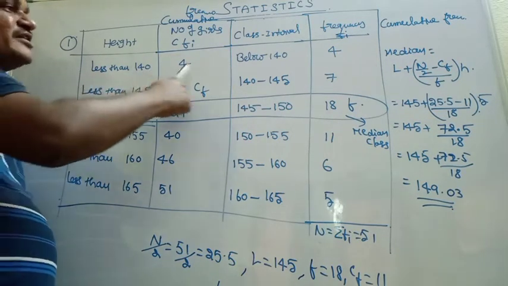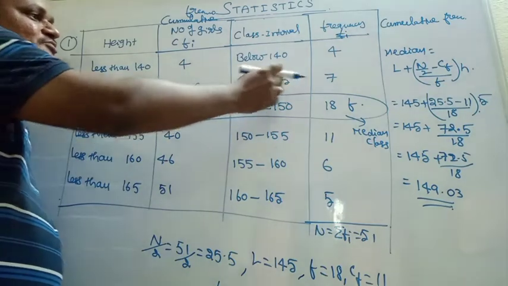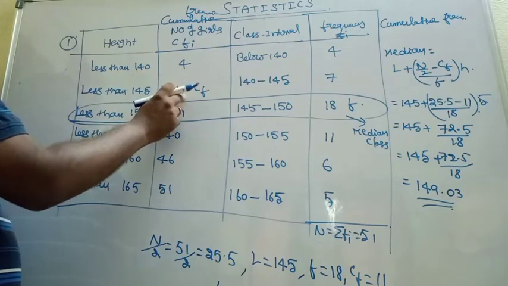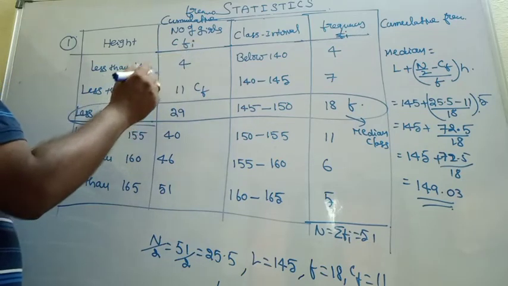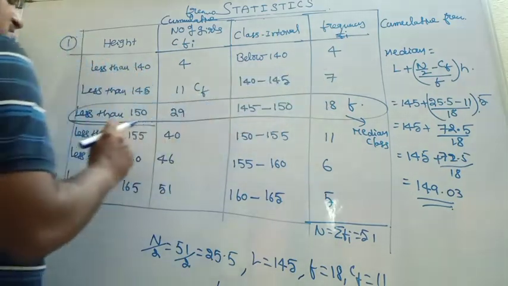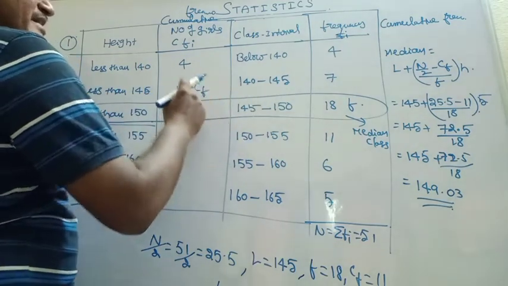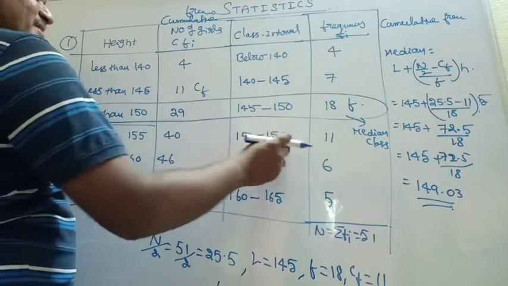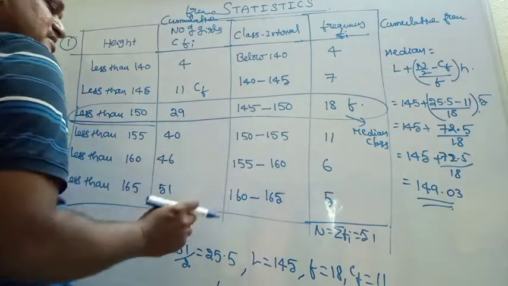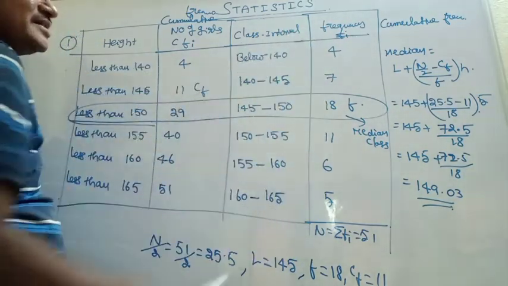See, here less than 140. How will we frame the class interval? Less than 140 means below 140. 140 to 145, how many students? 11 minus 4, because less than 145 is 11 and less than 140 is already 4. So 140 to 145 is nothing but 11 minus 4, which is 7. Next, 145 to 150: 29 minus 11, that is 18. Next, 150 to 155: 40 minus 29, 11. 155 to 160: 46 minus 40. 160 to 165: 51 minus 46. We have the frequency and this is the class interval.